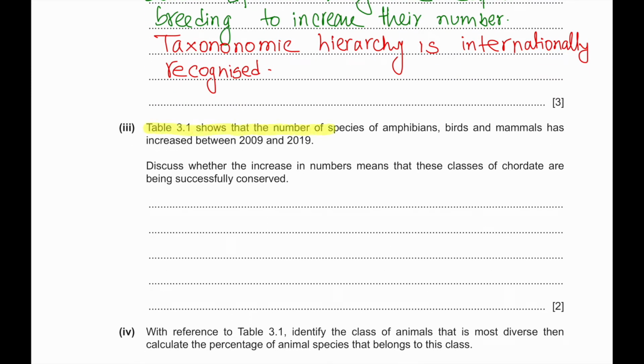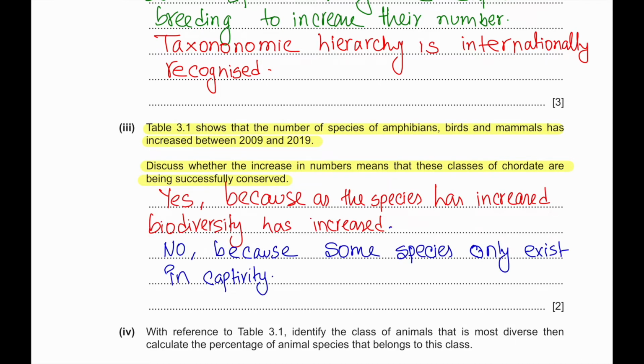Table 3.1 shows that the number of species of amphibians, birds, and mammals has increased between 2009 and 2019. Discuss whether the increase in number means that these classes of chordate are being successfully conserved. Yes, because as the species has increased, biodiversity has also increased. Our answer can also be no, because some species only exist in captivity. Guys, because the question said discuss, both points have to be written. You have to write the point for yes and support it, and no and support that no.